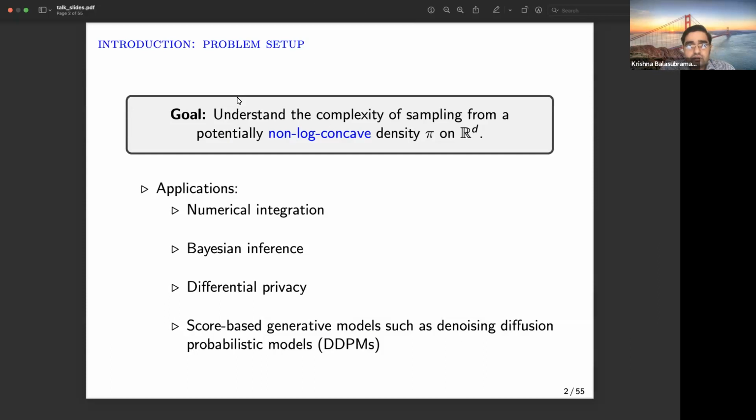All right, so let's start with the following problem setup. The goal of this talk, and more broadly, the goal of this line of work that I've been working on recently, is to understand and develop a complexity theory of sampling, in particular when you're dealing with targets that are non-log-concave, right?